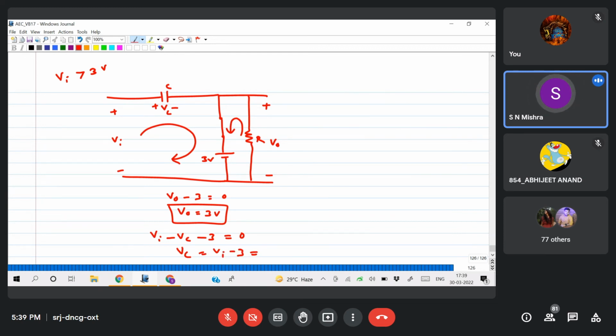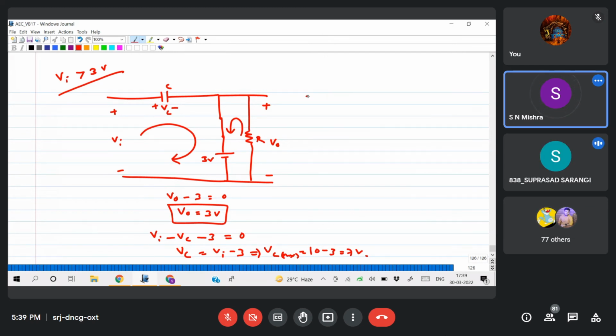So maximum Vc max equals Vi max equals 10 minus 3 equals 7 volt. Understood? Logically also you can understand: 3 volt is spent to turn the diode on. So out of 10 volt, 3 volt is lost to turn on the diode, means 7 volt will be captured by the capacitor. Understood?